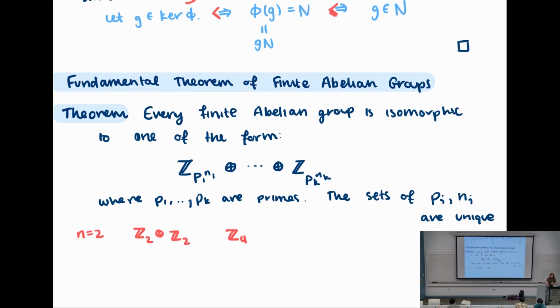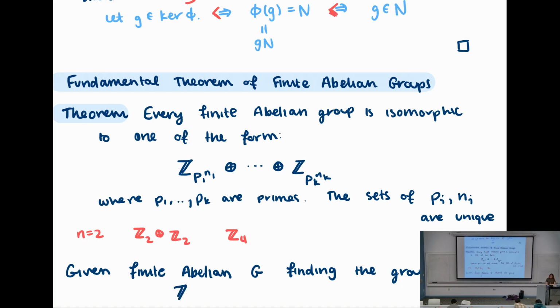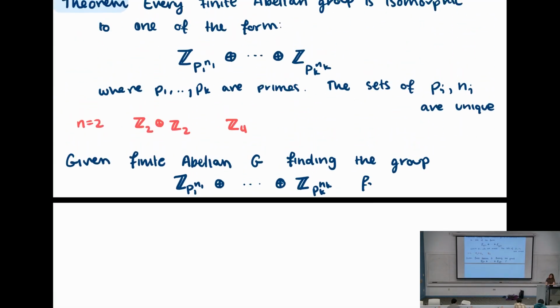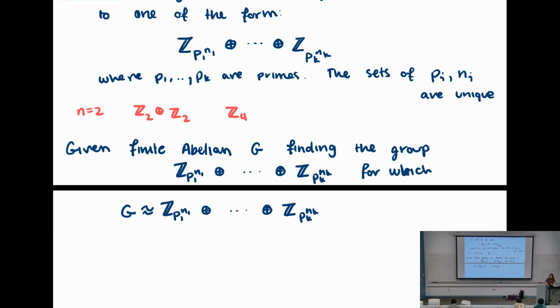Okay, so if I give you a group G, let's say G is a finite abelian group, finding the group Z_{P1^N1} direct sum up to Z_{PK^NK}, for which G is isomorphic to this group. So this problem is called determining the isomorphism class of G.